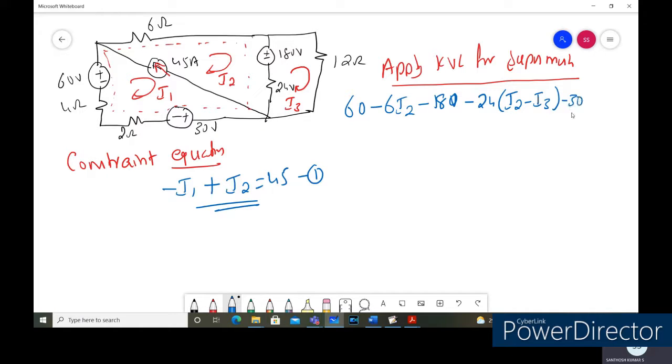Here the current entering positive leaving negative is a drop in the voltage, again the minus 30. And the drop across the 2 plus 4 is a 6 ohm resistor. So it is minus 6 into I1 is equal to 0.